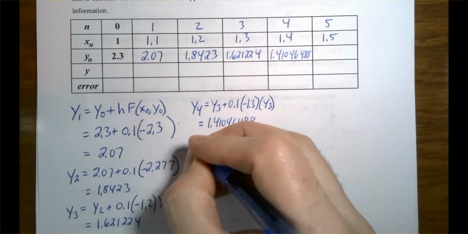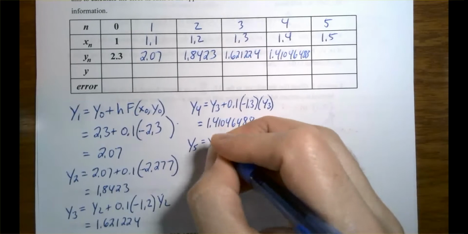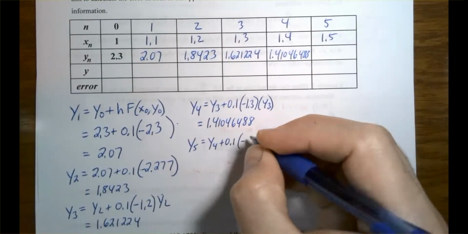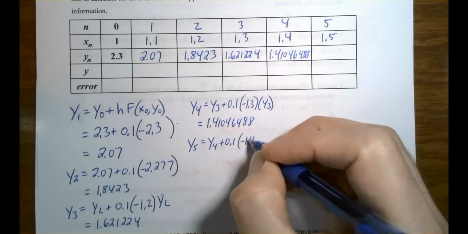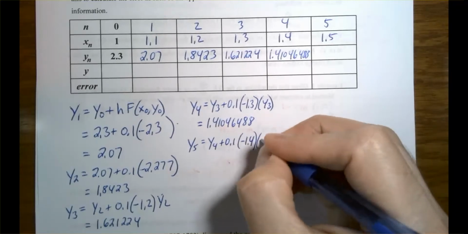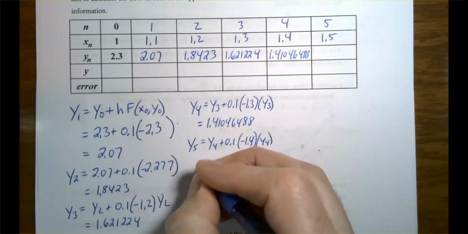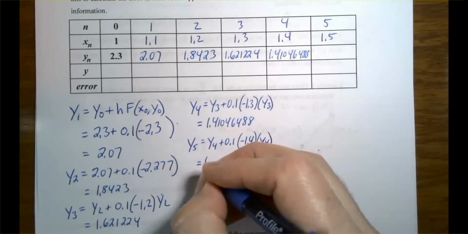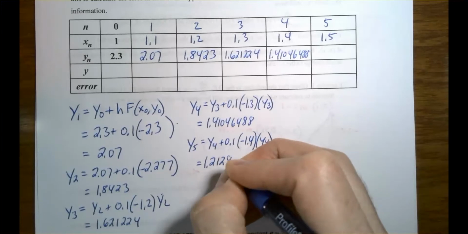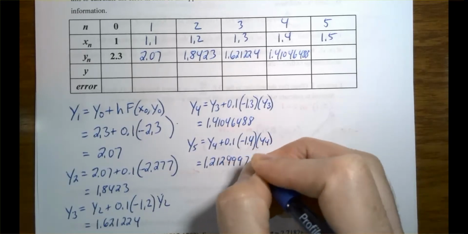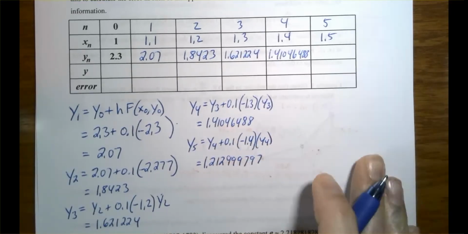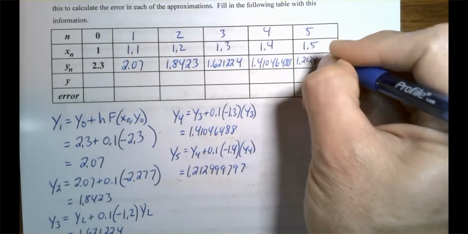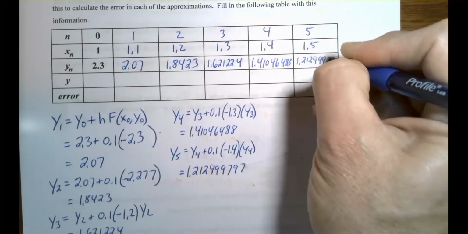And then y5 is y4 plus 0.1 times negative xy, which would be negative 1.4 times your y4, which is all of this. I'm just using the answer on my calculator to get that. And so this one is 1.212999797, as far as my calculator will display. Barely fit it.